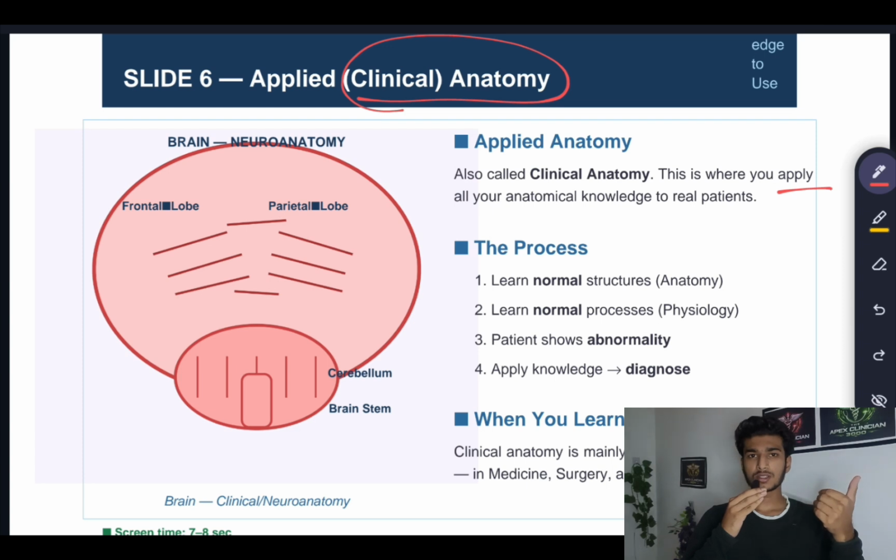You have seen the normal structure. If a patient comes to you and tells you that, okay, I have this abnormality, that abnormality, by seeing you can tell and apply your knowledge. Basically, this clinical anatomy and clinical physiology as well, you will learn in medicine. That is the core part present there.